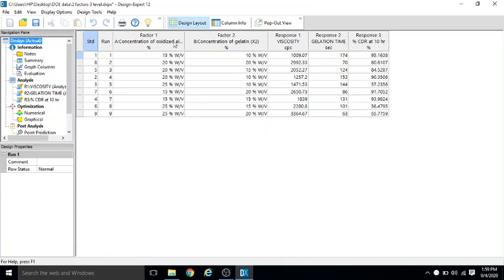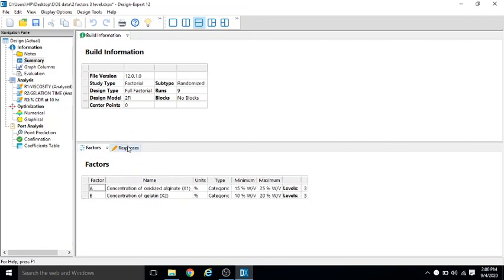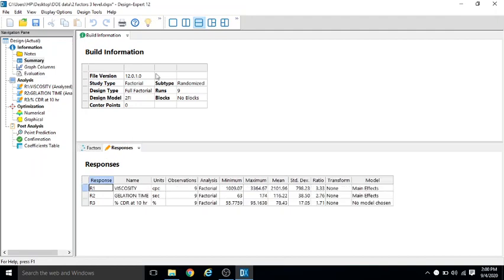And after that you have to put your data in this table, right? So this would look like this after putting in the data. And when you click on summary, the summary will give you basic information about the study which we have selected, what are the factors and what are the responses.